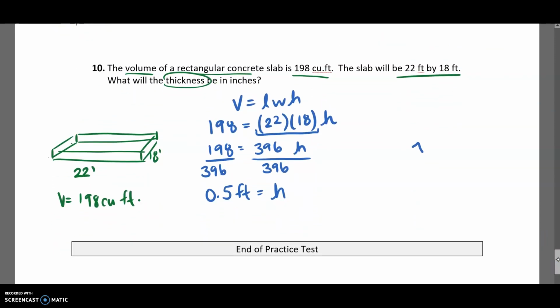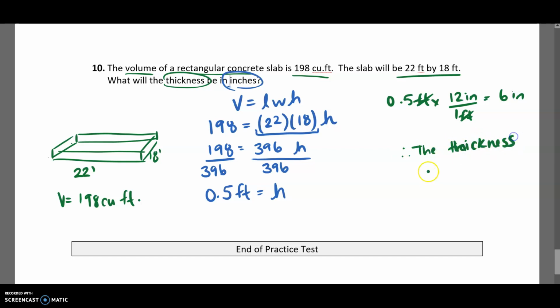for the height. I want to know that height or thickness in inches. So I can convert 0.5 feet to inches using my unit conversion, 12 inches for 1 foot, and I get 6 inches. So therefore the thickness is 6 inches.